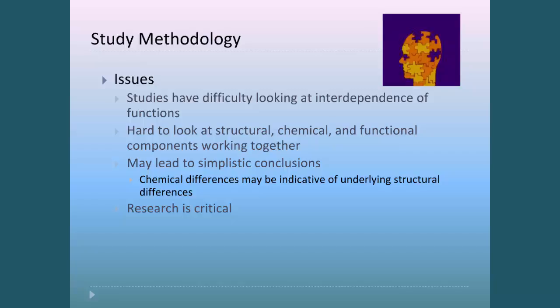It's very difficult to compare what you can get from looking at something structurally to look at that in addition to chemical function, in addition to other functional components, all working together. So it may be the gestalt that gives us the real information, but right now we have some simplistic conclusions because we don't have the technology to look at all of those areas. For instance, if we're just studying chemical differences, they may be indicative of underlying structural differences or caused by underlying structural differences. But if we're not looking at both of those together, we won't know that.